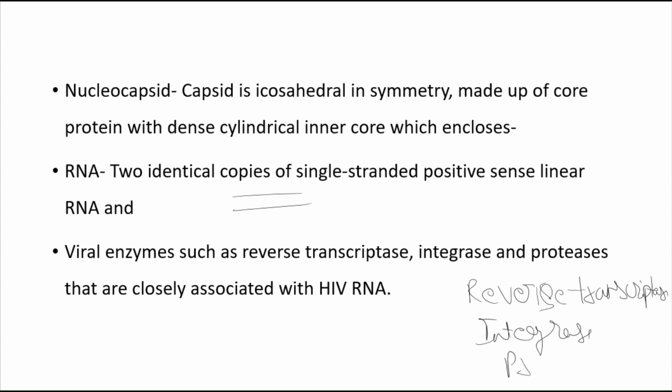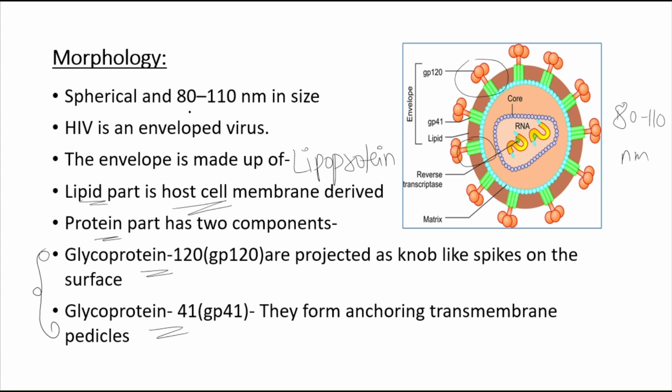Inside the envelope there will be the capsid, which is icosahedral in symmetry, and the innermost layer will be a cylindrical core which encloses 2 identical copies of single-stranded RNA, and also there are 3 enzymes, that is reverse transcriptase, integrase and protease.